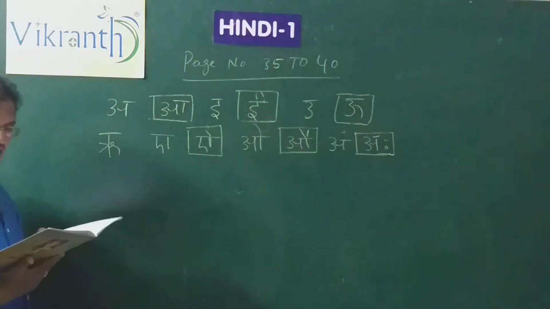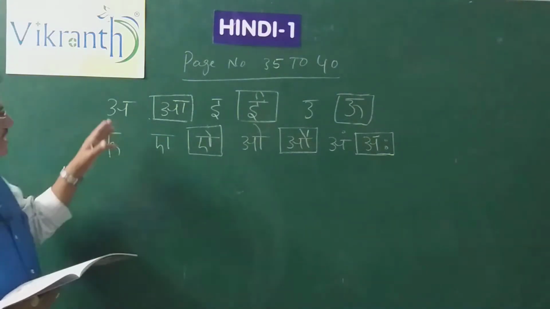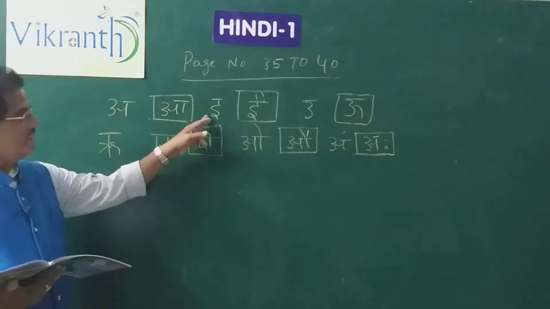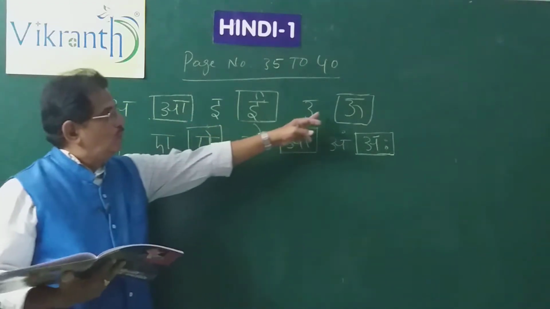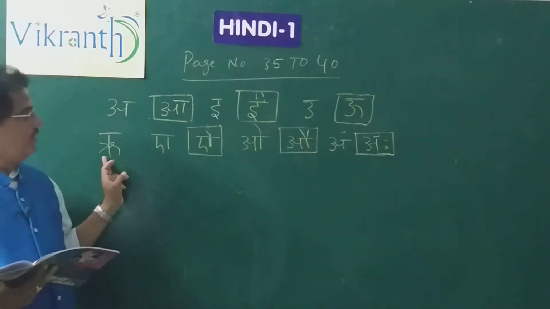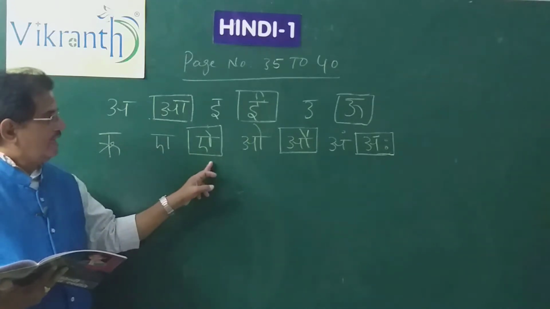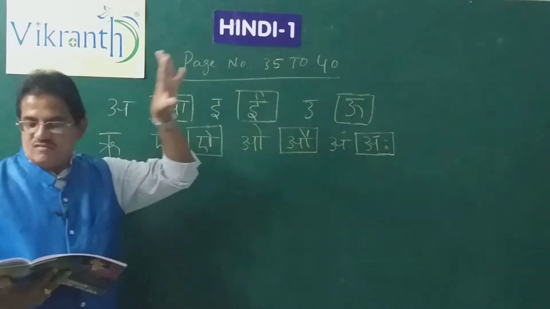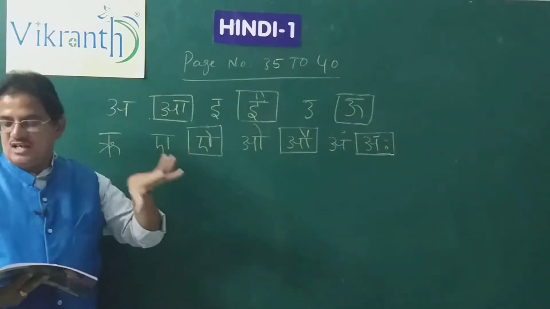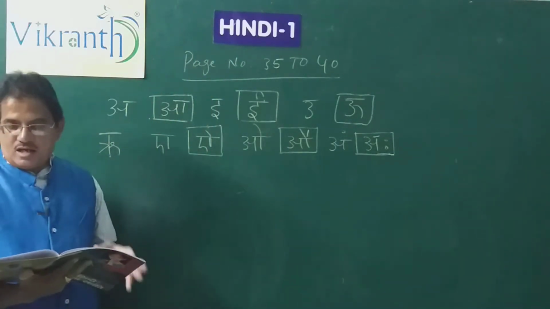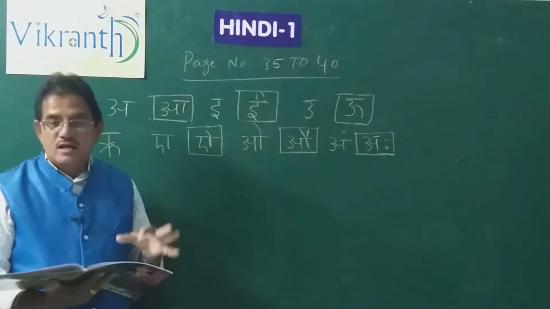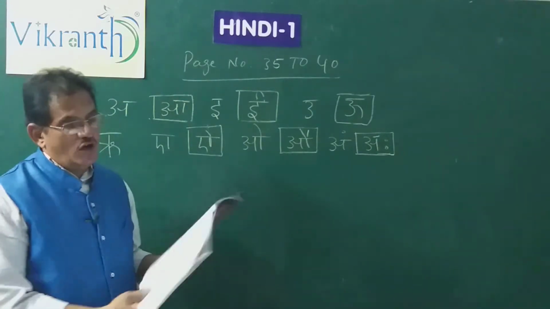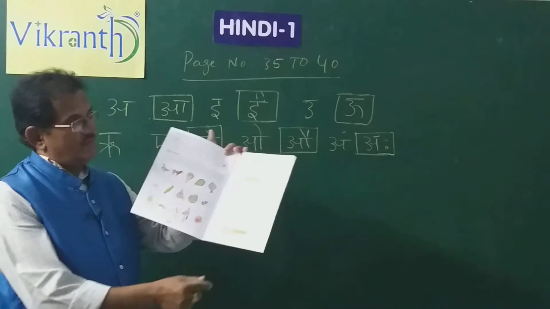In the same way, Vyanjan, Swar we have filled here. A, I, U, Ru, A, I, O, Au, Aha. These are Swar, means vowels. Now Vyanjan, Ka, Kha, Ga, Gha, Inya. You have to fill in the boxes there with the missing letters.